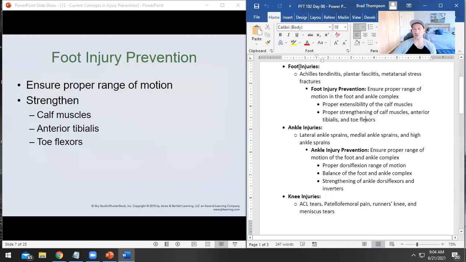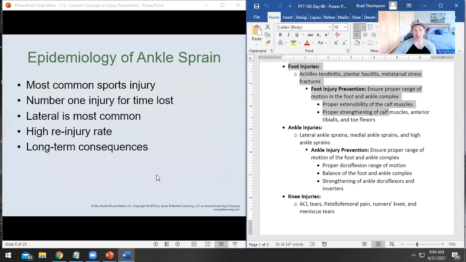So that's a brief overview on foot injuries. Mo's going to go over this kind of stuff much more specifically with you guys, but today is a really good taste of what it looks like to get into the world of corrective exercise.